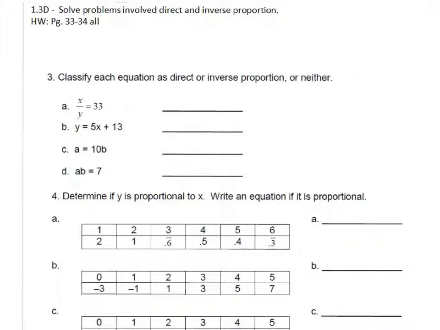Okay, classify each equation as direct or inverse or neither. I like to write myself a little chart, being visual. So direct is y over x is a constant, and inverse is y times x is a constant. So if we look at A, regardless of whether it's x or y in the numerator, I see that the variable divided by the variable equals the same number, 33. That is the same setup here as a direct proportion.